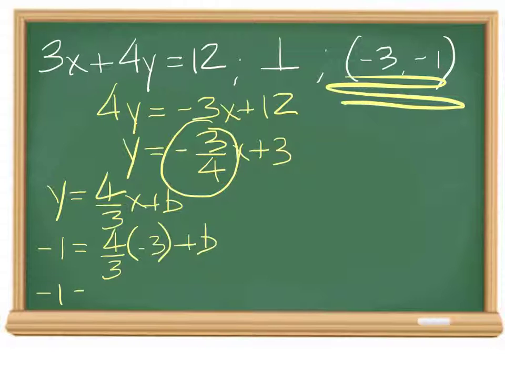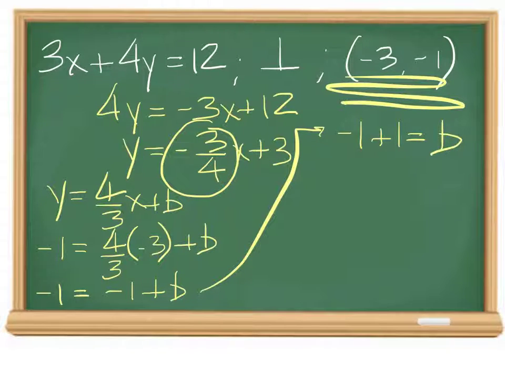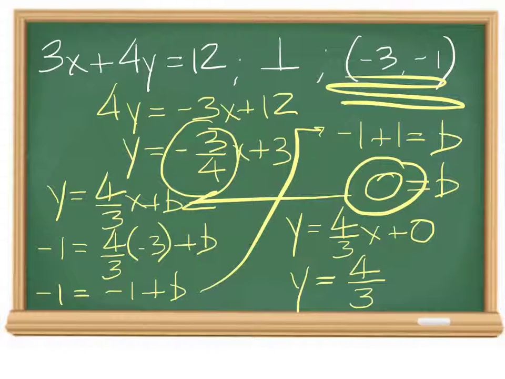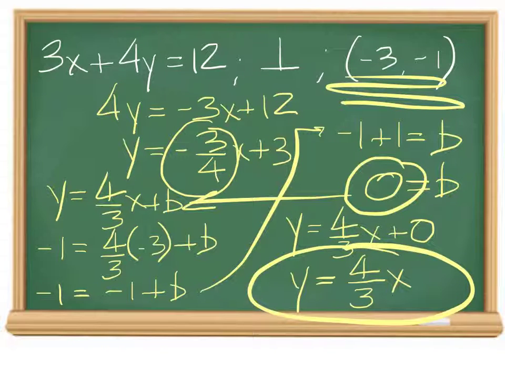Then you have to do your multiplication here to get a -1 plus b. Move that -1 to the left, make it plus 1, and it comes out to be 0. And when you insert 0 over here, it's y equals 4/3 x plus 0, but anytime you have plus 0 anywhere, you don't need to write it. It's just y equals 4/3 x.